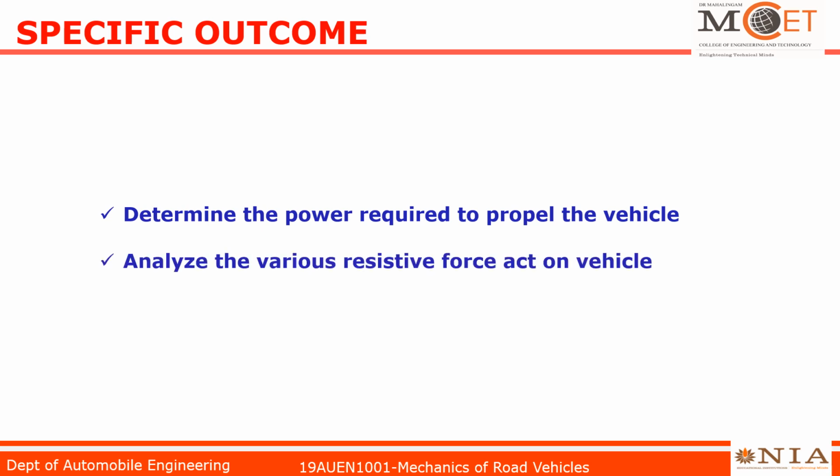Second outcome is to analyze the various resistive forces acting on the vehicle. We know that there are many forces that may oppose our movement. In vehicle movement also, there are some forces that will affect the movement. Here we have to learn the number of forces and the nature of the forces that actually oppose the movement of the vehicle. That is what we call resistive forces on the vehicle.